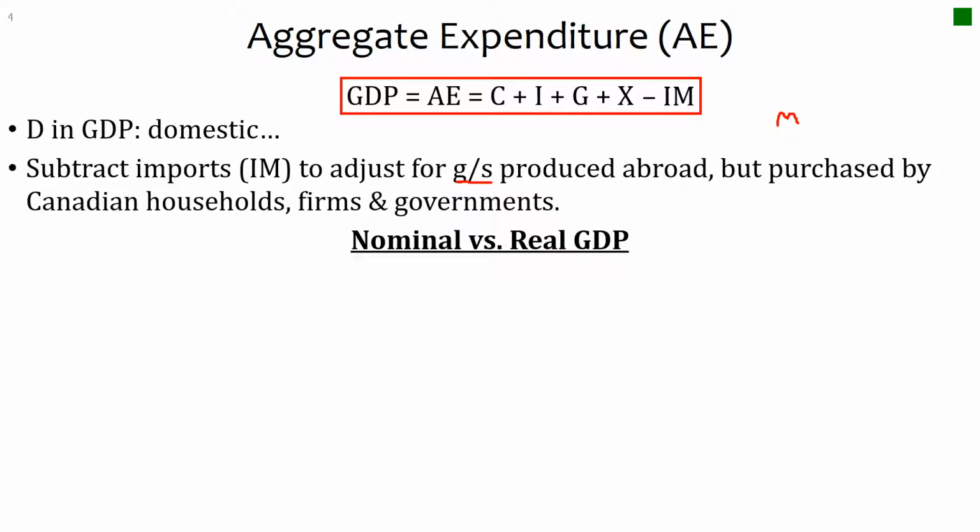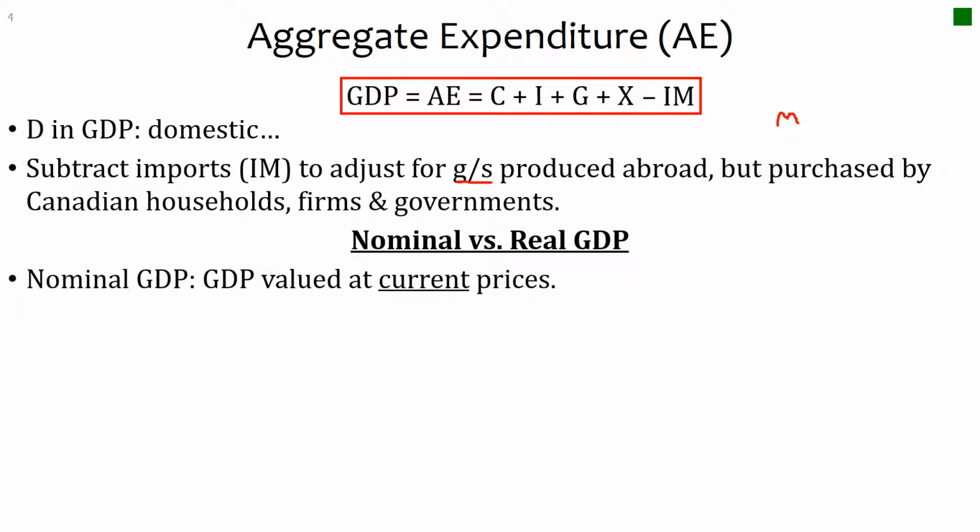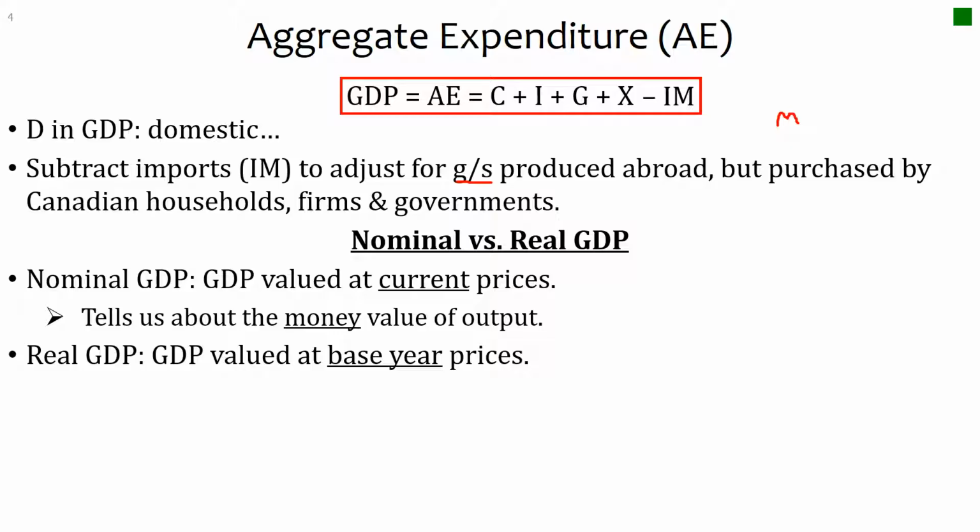Another important concept that you must have seen before is the difference between nominal and real GDP. So nominal GDP is basically GDP valued at current prices. It tells us about the money value of output. Basically, we are using the prices of the same year. So if you talk about the GDP of 2018, we are using the prices of 2018 and so forth. Real GDP is GDP valued at base year prices. It tells us about the quantity of output, not necessarily the actual dollar value, but the quantity. That's why it's called real.